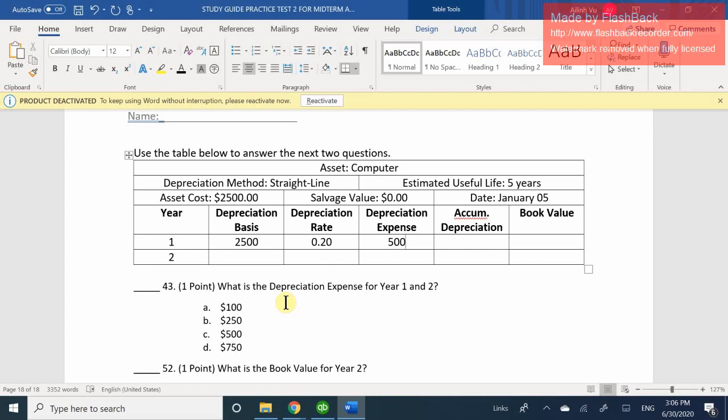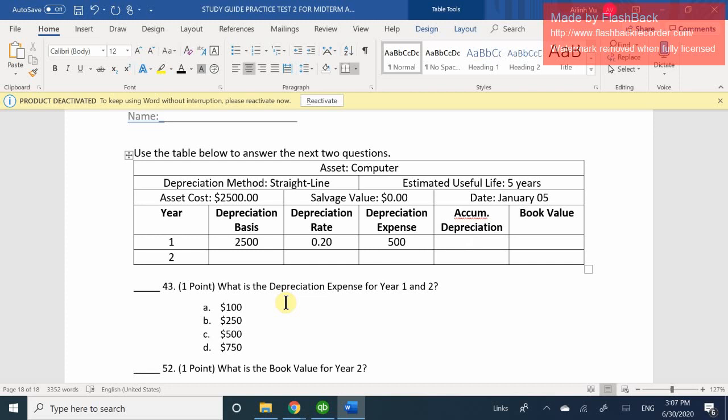Okay. Yeah, that should be right. I'm just trying to remember how I got it. Well, no, depreciation basis times depreciation rate. That's correct. And 20.2 is like 5%. I mean, 20%. So 20% of 2,500 is 500. That's correct. Okay. You were right, David. Okay, I was trying to figure out how I got to that.